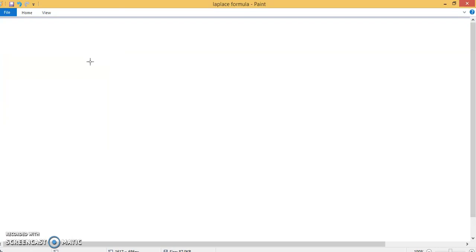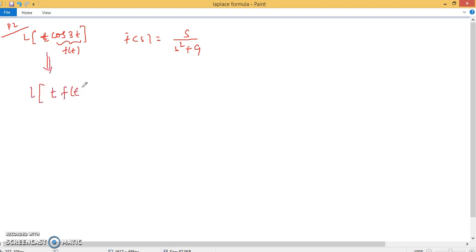So the next problem based on properties 2 is, find the Laplace of t into cos of 3t. So t is a multiple here, so we consider property number 2. If t is the multiple, you have to find the Laplace of f of t first, and the Laplace of cos 3t is s by s square plus 9. When you are finding the Laplace of t into f of t, the formula is minus 1 to the power of n, where n depends upon the power, and differentiate this a bar of s n number of times.